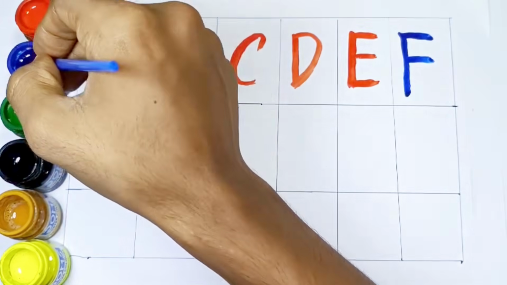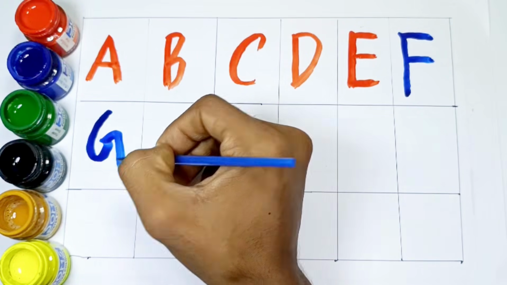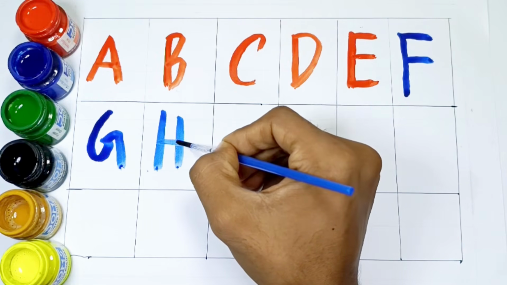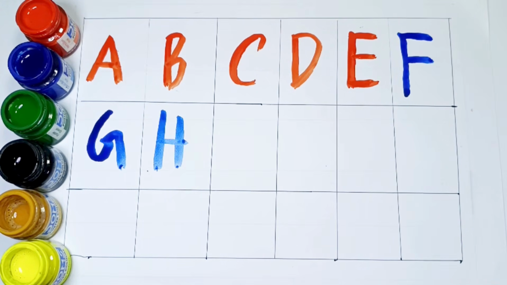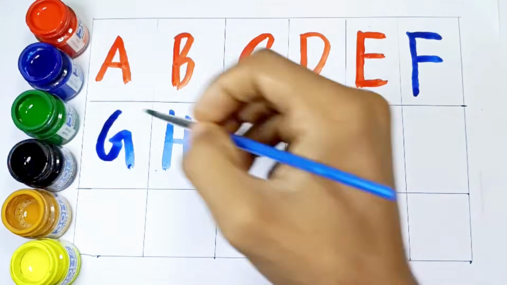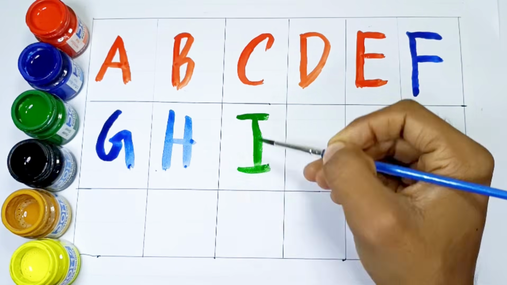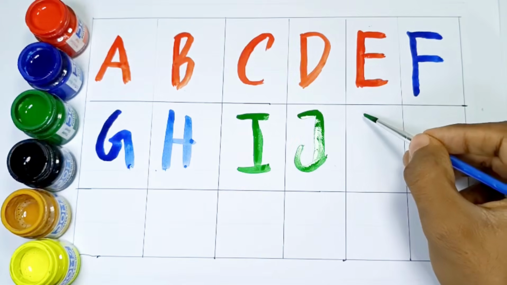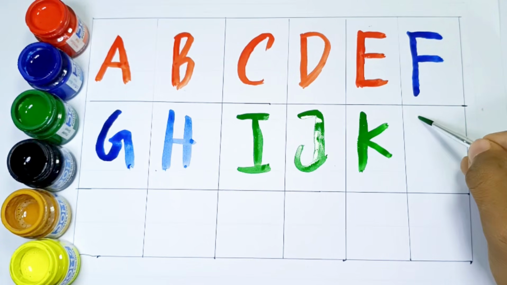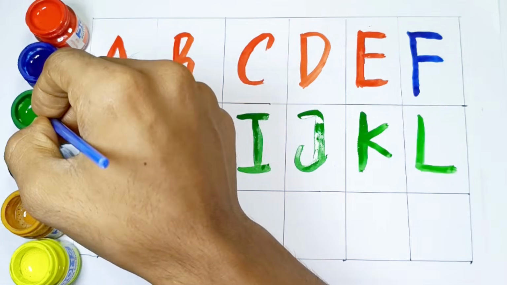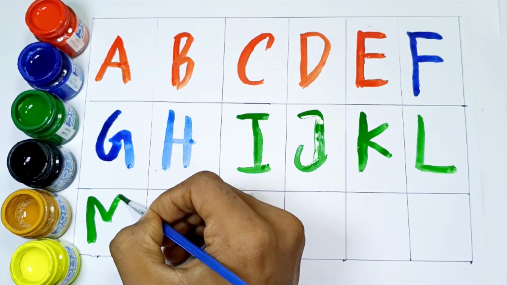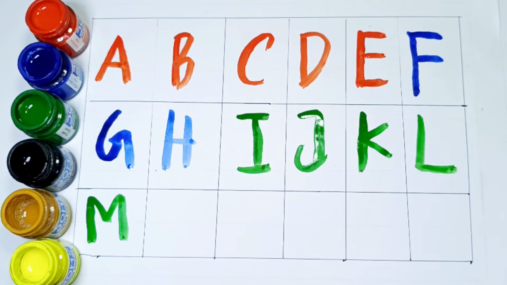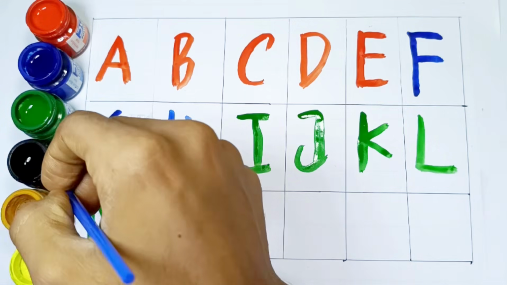F for fish. G for goat. H for helicopter. Kids, now you draw I, the alphabets of I, and use green color. I for ice cream. J for joker. K for king. L for lion. M for moon. Kids, now you draw N, the alphabets of N, and use black color.